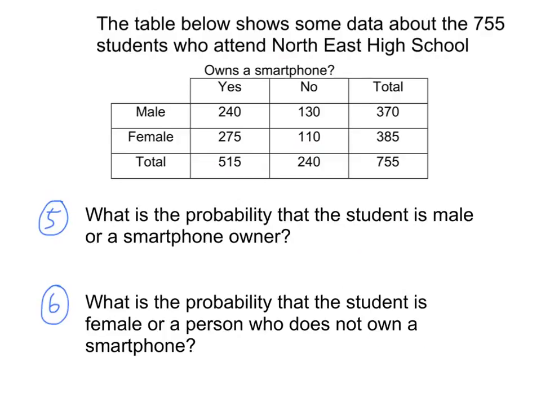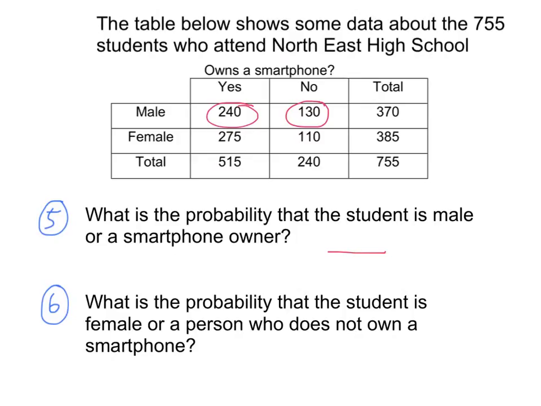Okay. We're going to do 2 more about the same data. And again, I'm going to do number 5, and you'll do the second one. This one says, what's the probability that the student is a male or a smartphone owner? You've got to be careful with the ors. First we've got to figure out the number of ways that our student is either male or a smartphone owner. How many are male? That would be these, 240 and 130. Those are male. That makes up a total of 370.